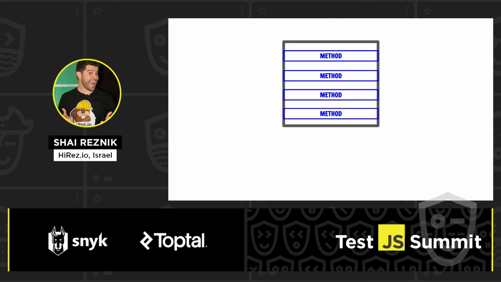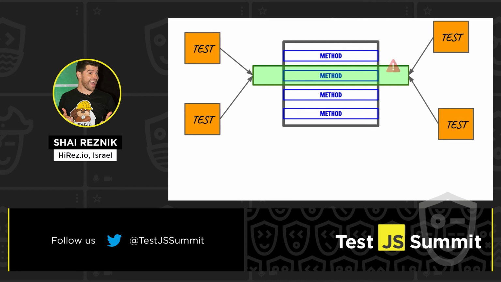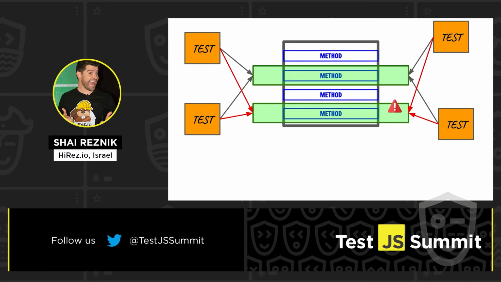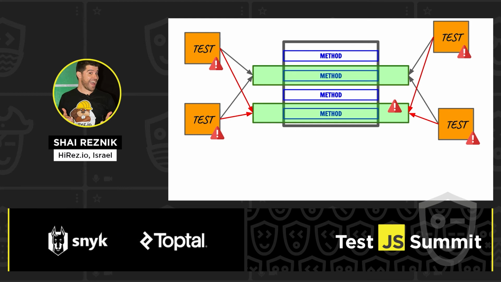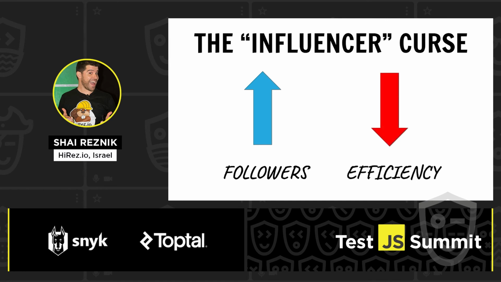Okay, let's see it. Let's say we have this class here and it has this method, and we have several tests that test this method. Now, if this method has a bug, all these tests will fail. But now let's add another method to the test. So we have all these tests that test this method, but they also run this method as well. Now, every time this one has a bug, all tests will fail. And every time the second method has a bug, all tests will fail. So when you introduce more methods or more actions to your test, you're increasing the probability of failing lots of tests together. And that's the influence curse. The more followers your code has, the more tests that follow your code, the less efficient your tests are.